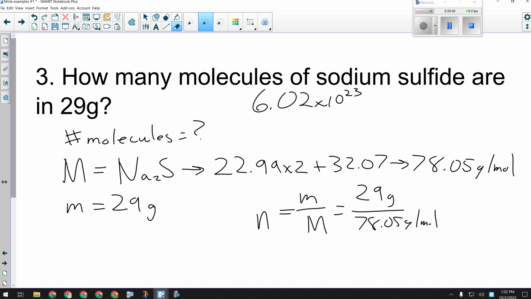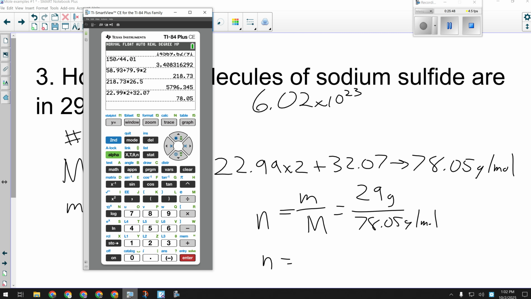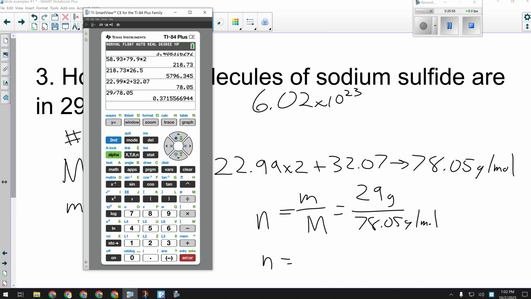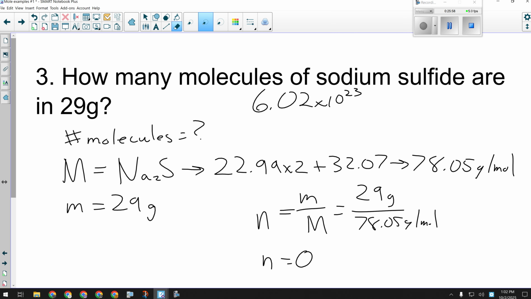Okay, so when I divide this, is it okay if I get a decimal? Absolutely it is. So n equals 29 divided by the 78.05, 0.37 moles. I'm going to keep all those decimals in my calculator. I'm just going to write this far on the board. Okay, so that's how many moles I have. Question wants to know how many molecules I have. Since this is the number of molecules in 1 mole, what should I do with this number and the 0.37?